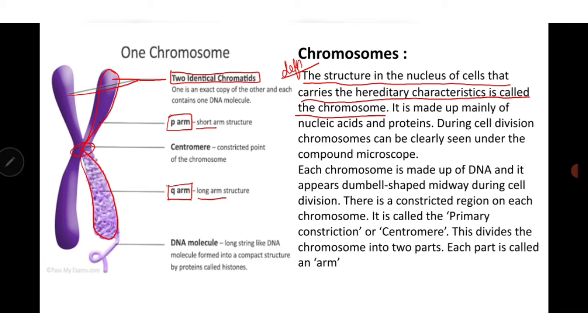And here in the middle there is a knot-like part, which is known as the centromere. How does this chromosome look? It looks like a dumbbell in shape, and there is a constriction in the middle of the chromosome. That constriction is the primary constriction, also known as the centromere. On the basis of the centromere, chromosomes are classified into different categories. So let us see the types of chromosomes on the basis of the centromere's position as well as their structure.